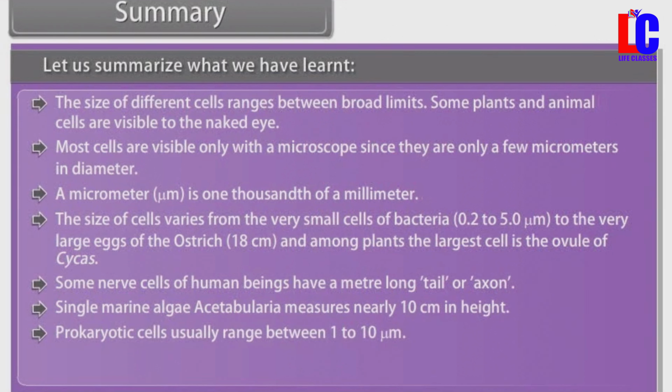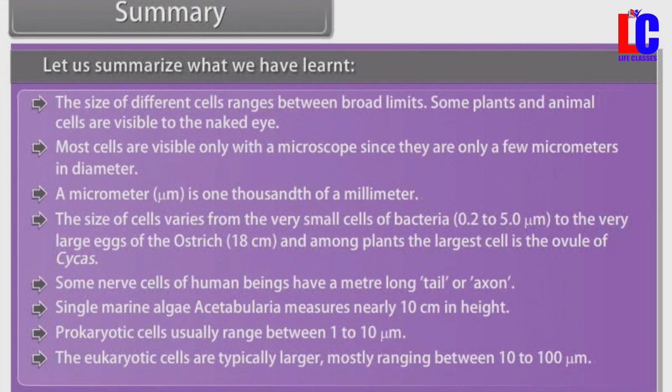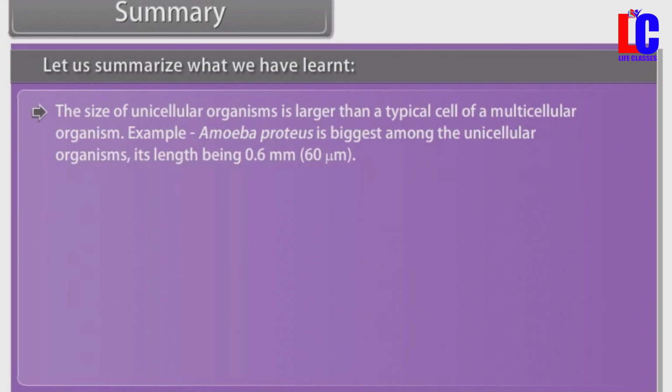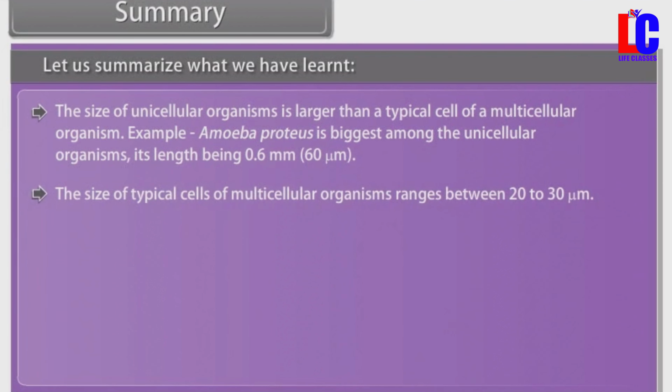Prokaryotic cells usually range between 1 to 10 micrometer. The eukaryotic cells are typically larger, mostly ranging between 10 to 100 micrometer. The size of unicellular organisms is larger than a typical cell of a multicellular organism. Example, amoeba protus is biggest among the unicellular organisms, its length being 0.6 millimeter, that is 60 micrometer. The size of typical cells of multicellular organisms ranges between 20 to 30 micrometer.